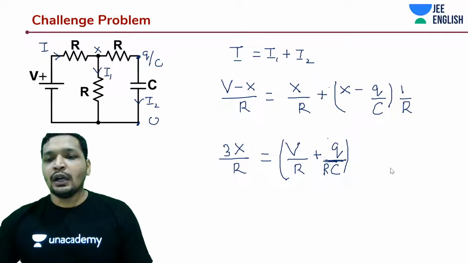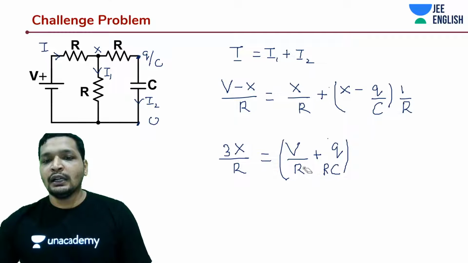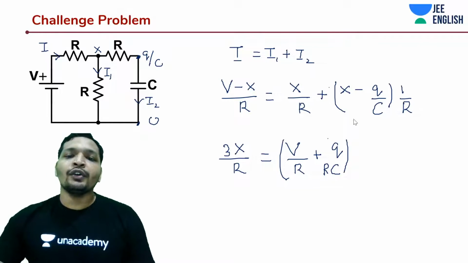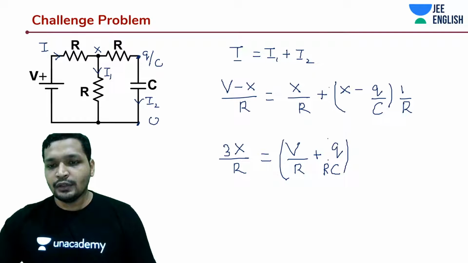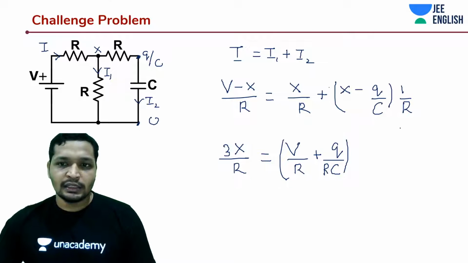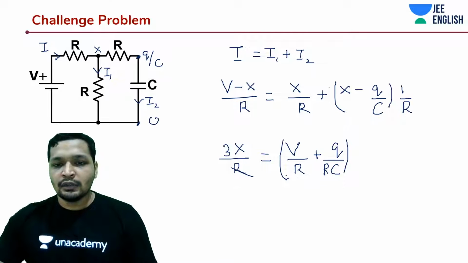Now initially you will find out what is the value of X, and what is the next immediate thing you are going to do? You are going to solve for the current. X by R, and that's 2X by R, and that is 3X by R. This is going to be plus. And R will cancel out, and what do you have?